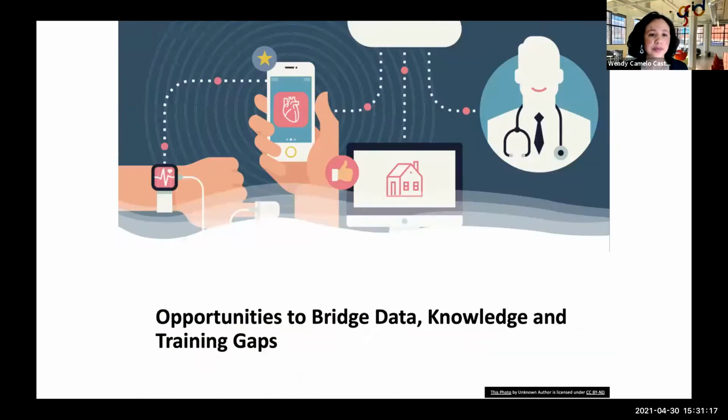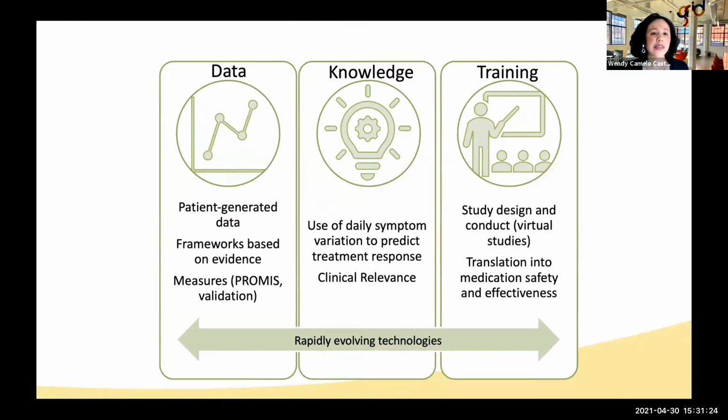Next slide, please. So what are some of the upcoming opportunities? Next slide, please. So I see that there are opportunities at 3 levels.